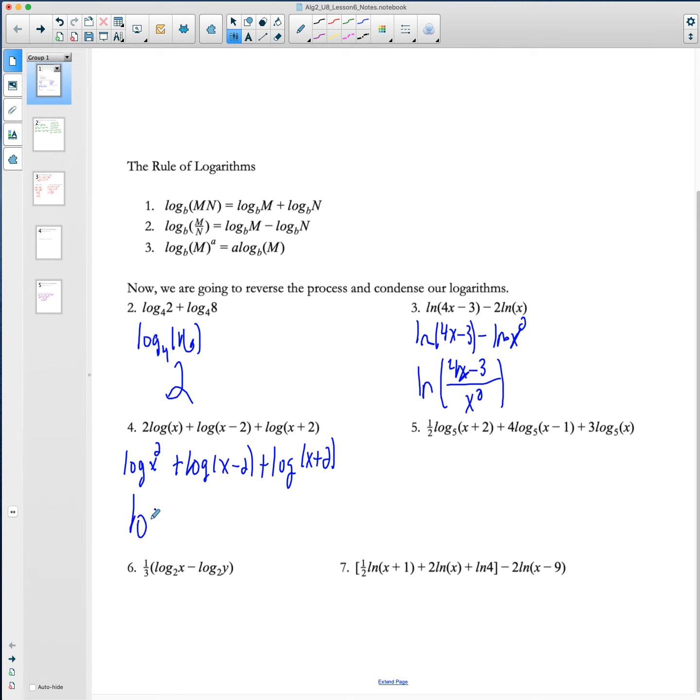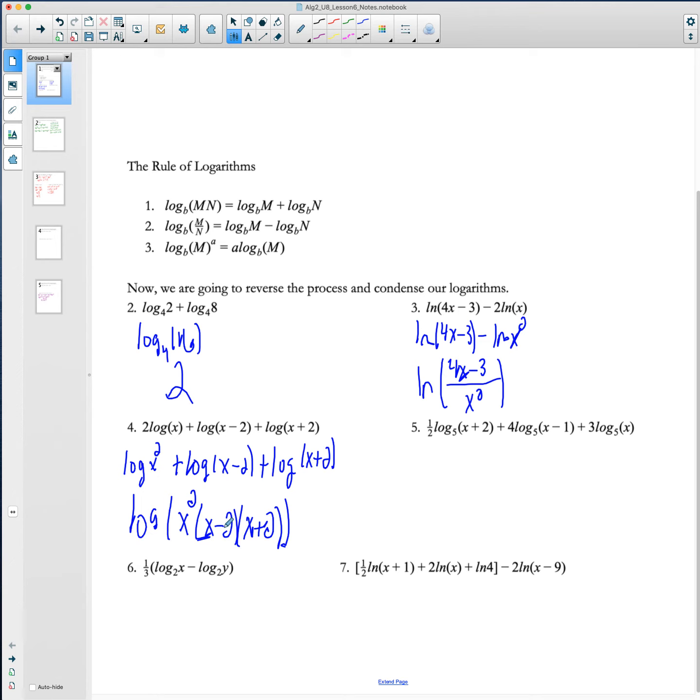So log, right? And so we can just have x squared times x minus 2 and then times x plus 2. And we can leave it like that. If you want to expand it, you can, you can multiply all that out, but it doesn't really help you in many ways, so you can just leave it as a product like that.